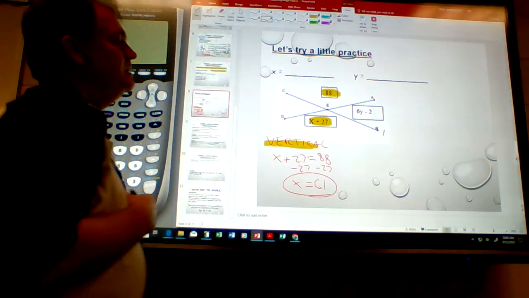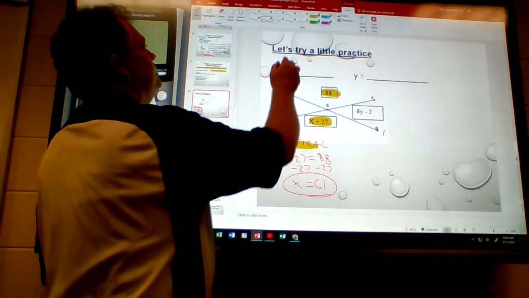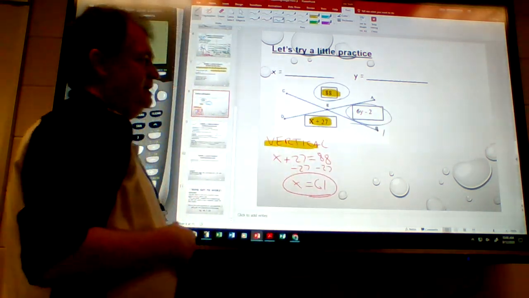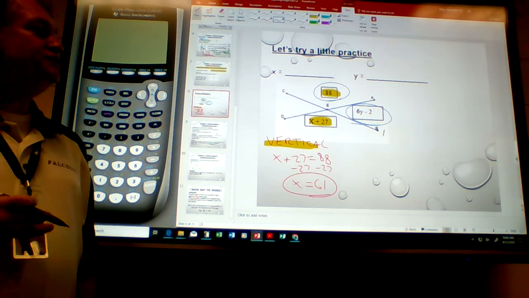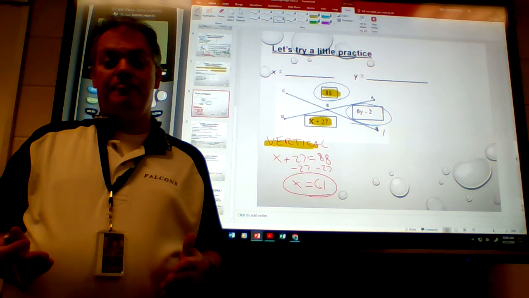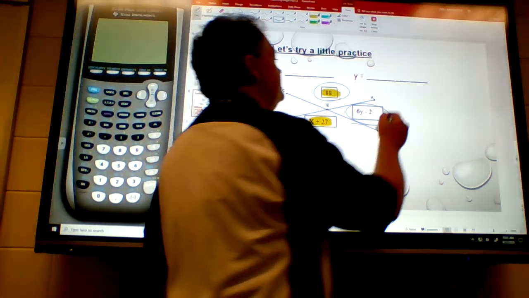All right. Now, the next one, I'm going to circle those two because I need those two right there. I have 6y minus 2 and 88. They're not vertical, but they are supplementary. So these are supplementary.